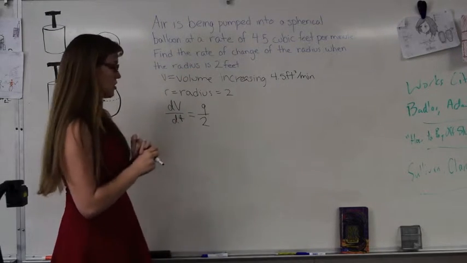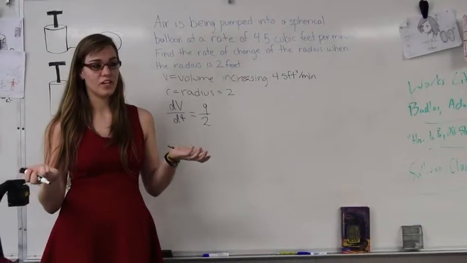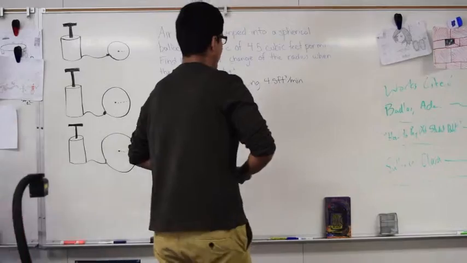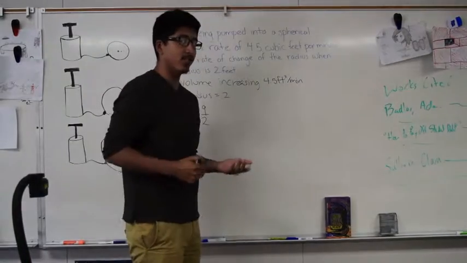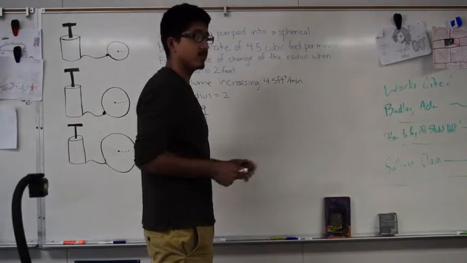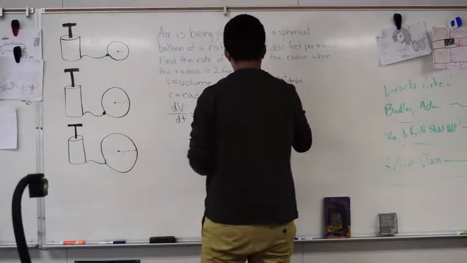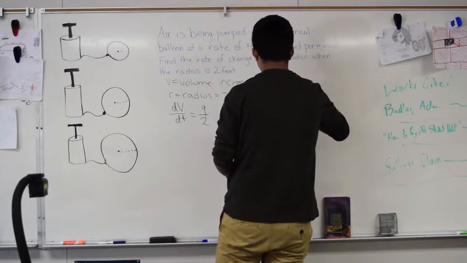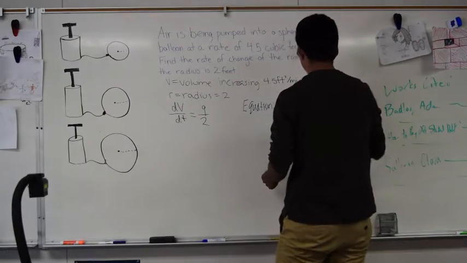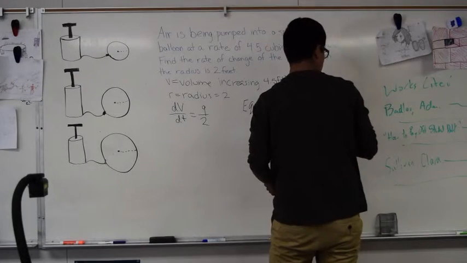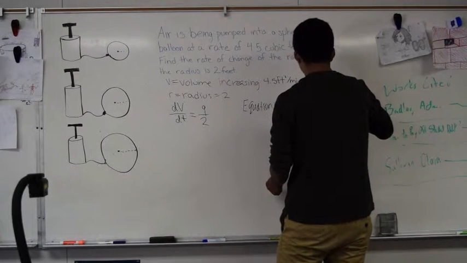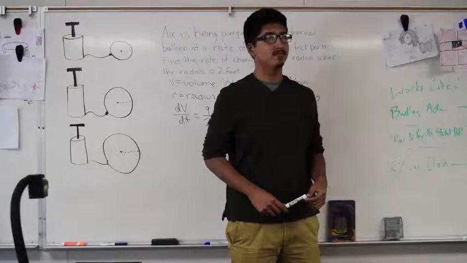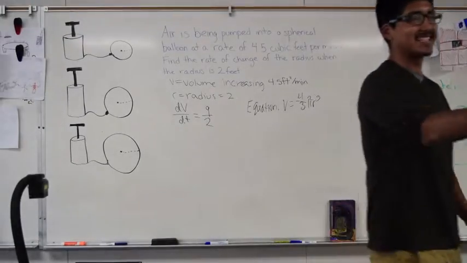Alright. So, now who can tell me the volume of a sphere? Sure, I can. In order to find the rate of the change of the radius, we must find an equation that relates the radius to the volume, which will look like this. Volume equals 4 over 3 pi radius cubed. Here, why don't you take care of the next step?